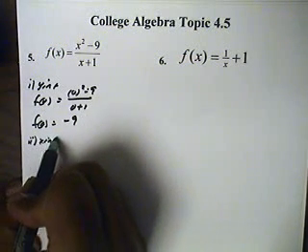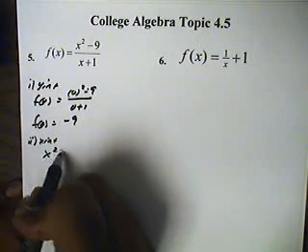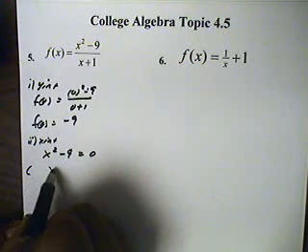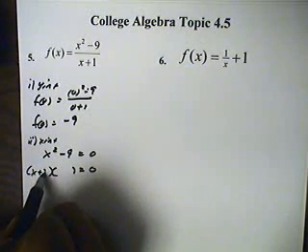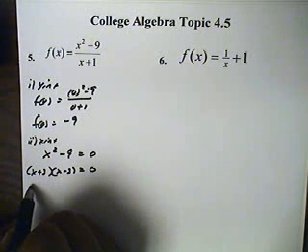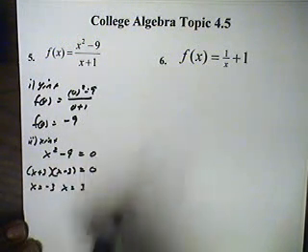Next, we need the x-intercepts. To find the x-intercepts, we set the numerator polynomial equal to 0 and solve for x. So I'll factor this into x plus 3, x minus 3. And when you solve both factors for 0, we get x equals negative 3 and x equals positive 3.